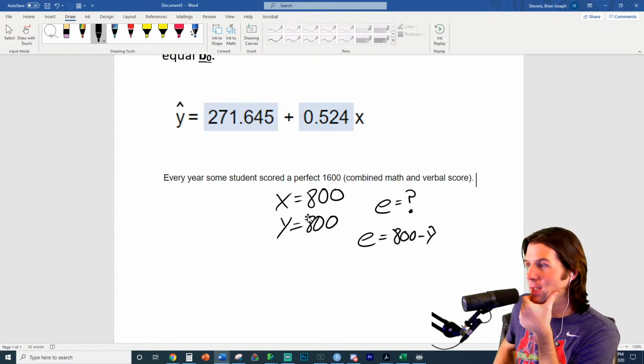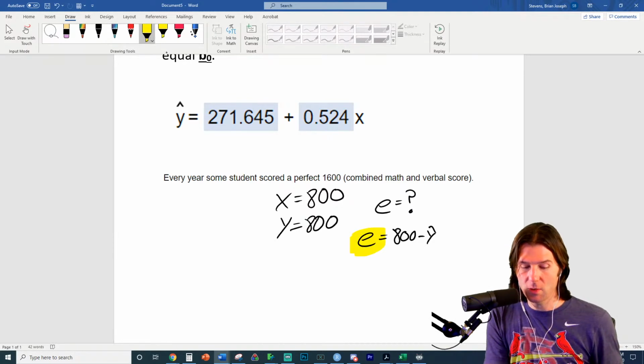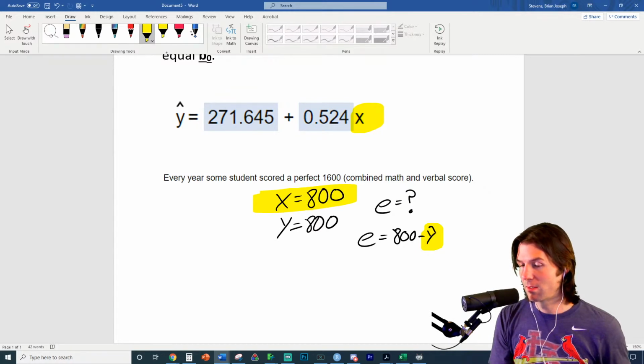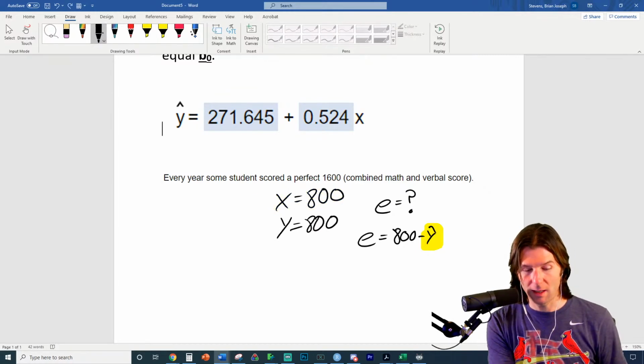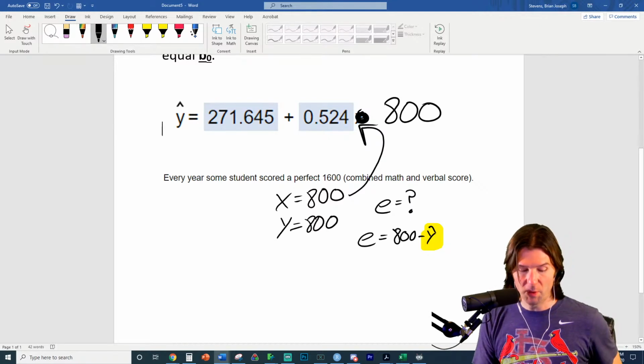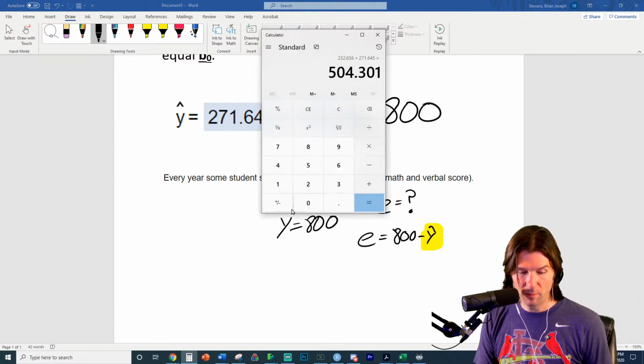Because all we need to do is solve for E. And to solve for E, we need something else. To solve for E, we need Y hat. But wait a minute, Y hat is this equation. For this equation, we need X, and X is this. So why not take X and just plug it in here, so that this is 800. And then this is going to solve for the predicted value of the person's math score.